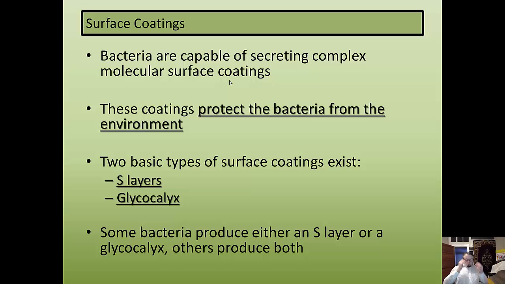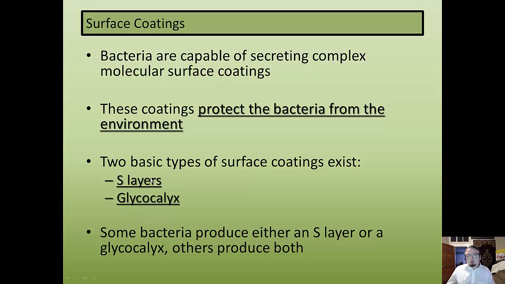Okay, you have really two types of surface coatings. I showed you both of them there. So one is called an S layer. The other is called a glycocalyx. I'm honestly not sure what the calyx part means. Glyco is in reference to a sugar, which is what it's largely made out of: polysaccharides and sugars and things like that.